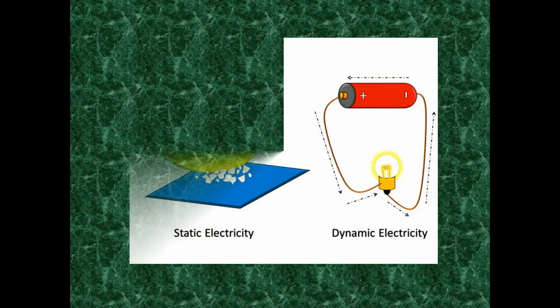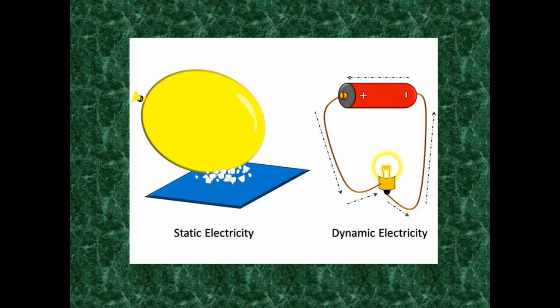We will show you the difference between them again in a photo. Here we have a photo that shows static electricity, and here we have a photo of dynamic electricity. In static electricity, we have three tools: a balloon, a piece of wool, and some small pieces of paper.